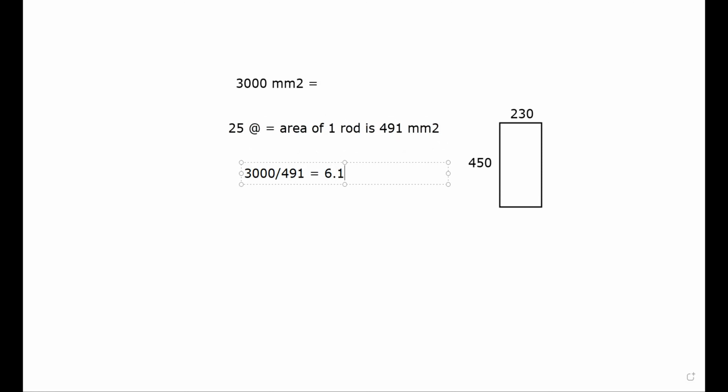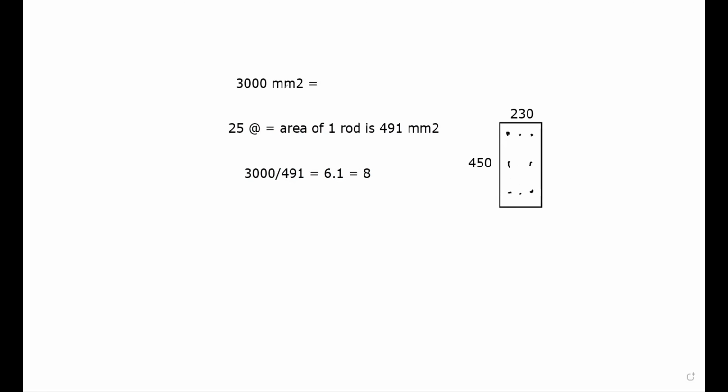6.1. You cannot provide 6.1, and 7 also you cannot provide because it's an odd number, so arranging it will be difficult. So you have to use 8 rods. If you use 8 rods, you can accommodate them over here: 1 rod here, 1 rod here, 1 rod here, 1 rod here, 4, 5, 6, 7, and 8. So you provide 8 rods.